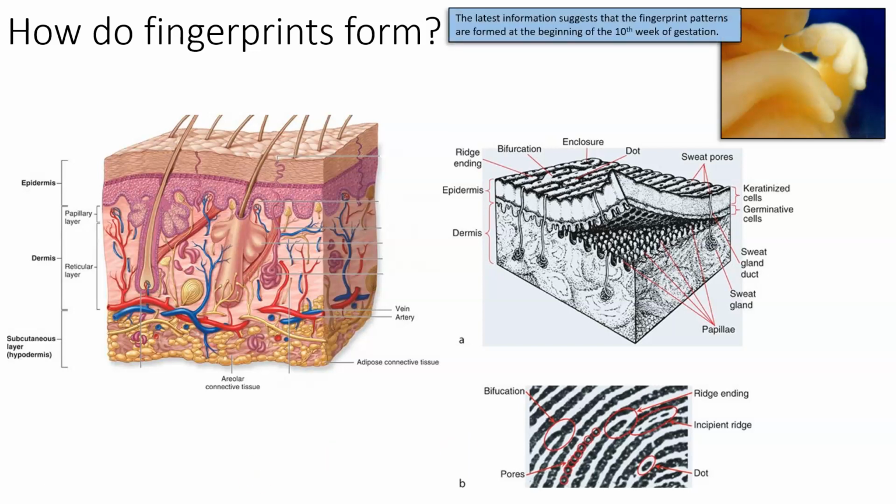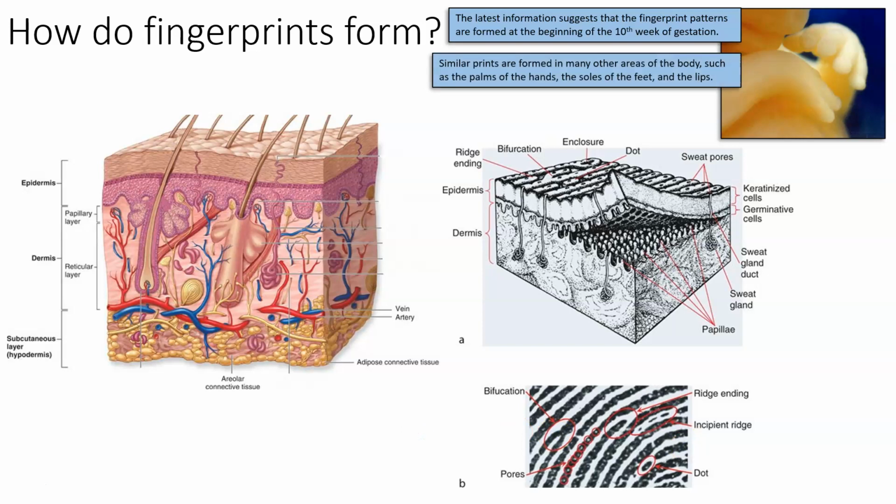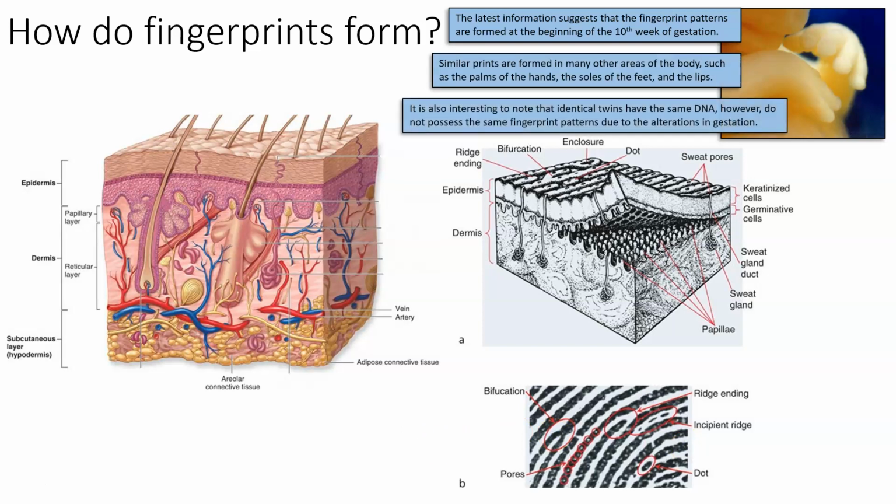So how do these fingerprint ridges form? Fingerprints actually begin to form at the beginning of the 10th week of gestation. So we are talking 10th week of fetal development, obviously way before the birth of the baby. Your fingertips are already forming these fingerprint patterns, and they form as the result of the interactions of the amniotic fluid that the fetus is developing in. Similar prints are formed in many areas of the body, such as the palms of the hands, soles of the feet, and actually the lips.